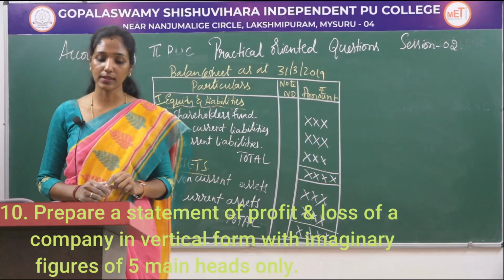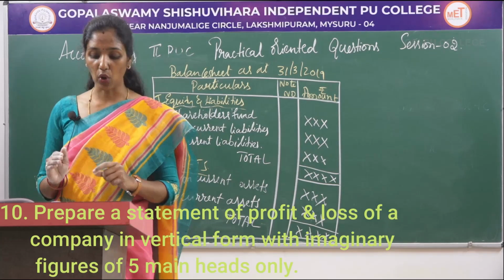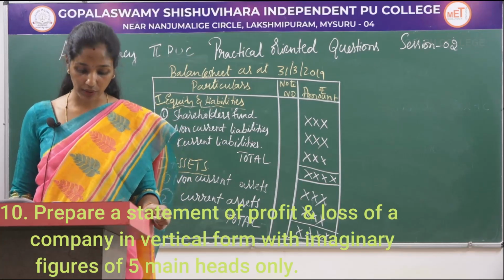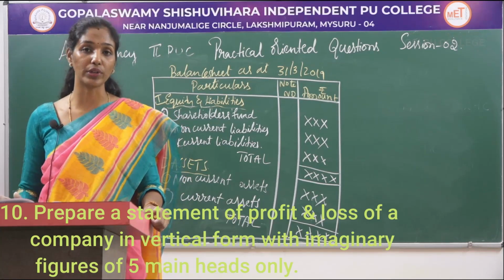The next question is, prepare a statement of profit and loss of a company in vertical form with the imaginary figures of 5 heads only.